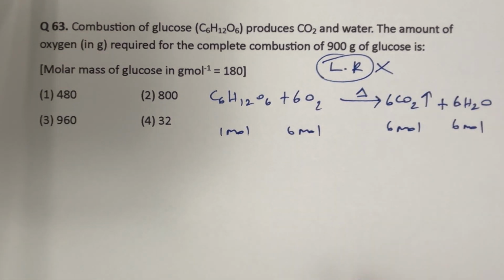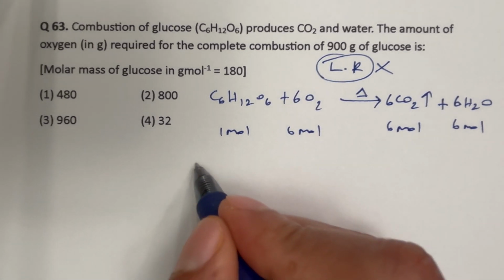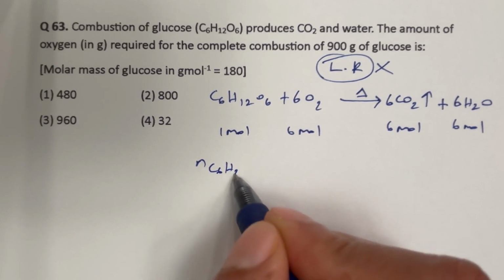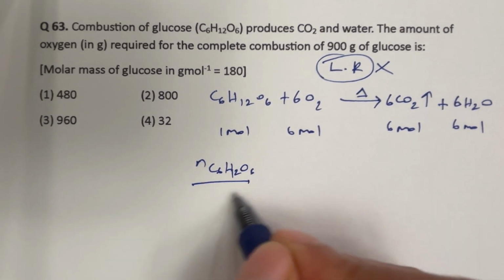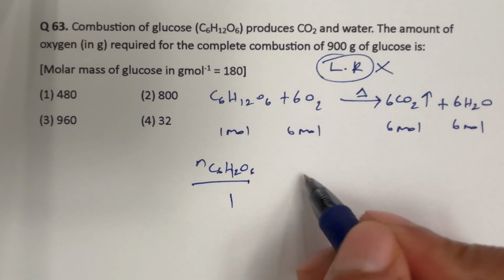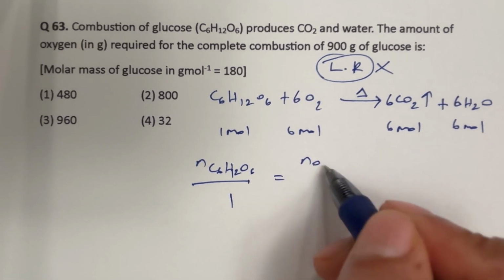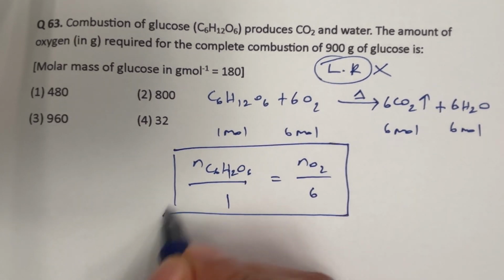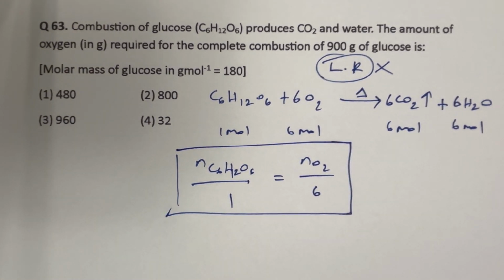We can directly use the stoichiometric moles, which we write this way: number of moles of C6H12O6 divided by 1 is equal to number of moles of O2 divided by 6. This equation is sufficient to get the answer. No need to calculate the limiting reagent.